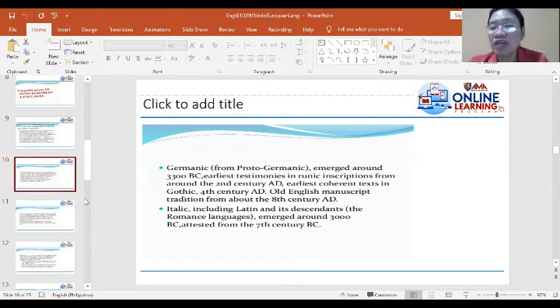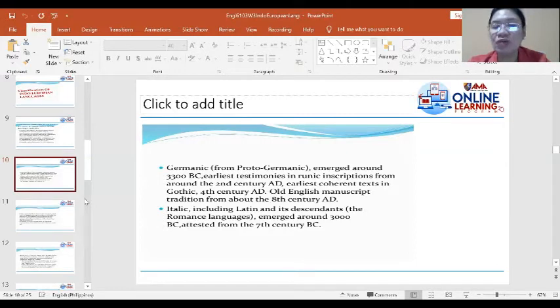Now, earliest coherent text in Gothic in the 4th century AD, Old English manuscript tradition from about the 8th century AD. Okay, and then we have the Italic, including Latin and its descendants.